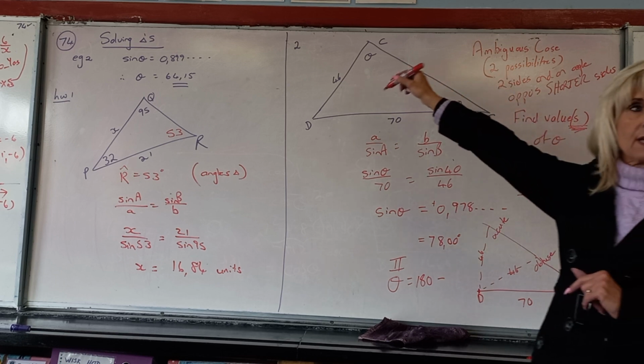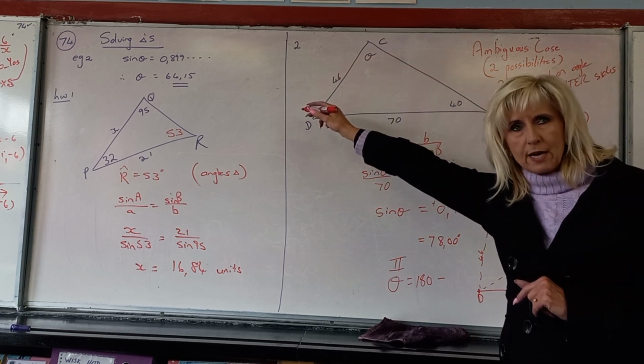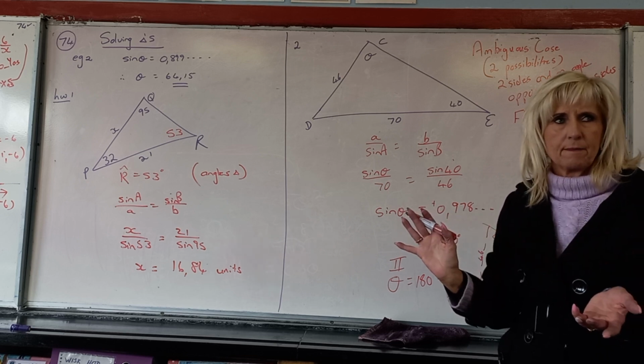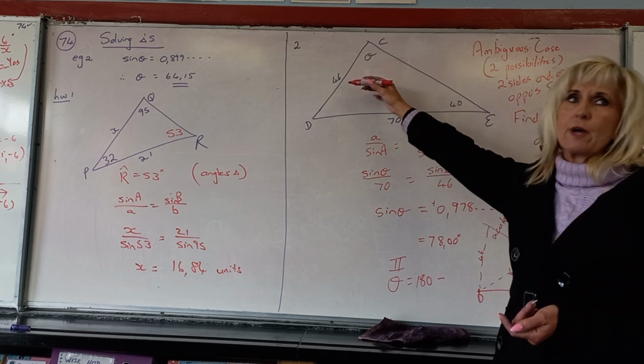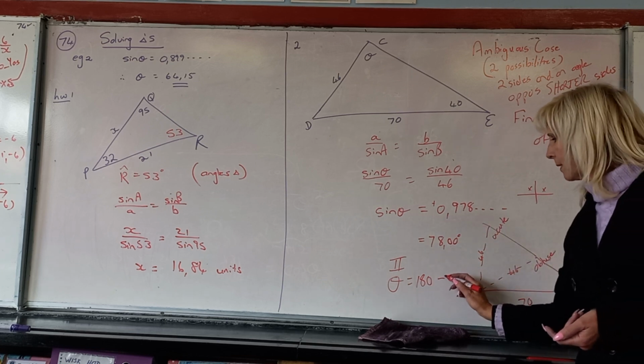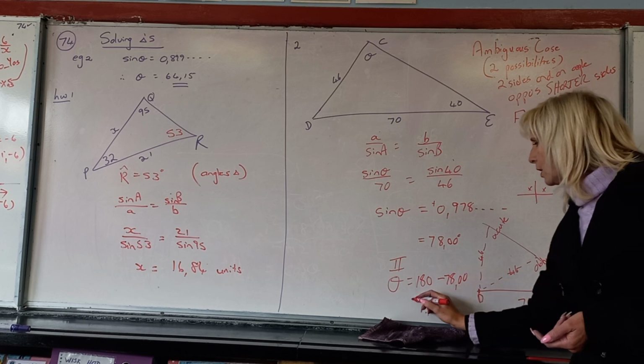But if this was not the case, that the smaller one of the two sides was opposite to the angle, then it was just an acute angle. That's it. Because it was the shorter one, there was two possibilities. So your answer was either that or 102, am I right?